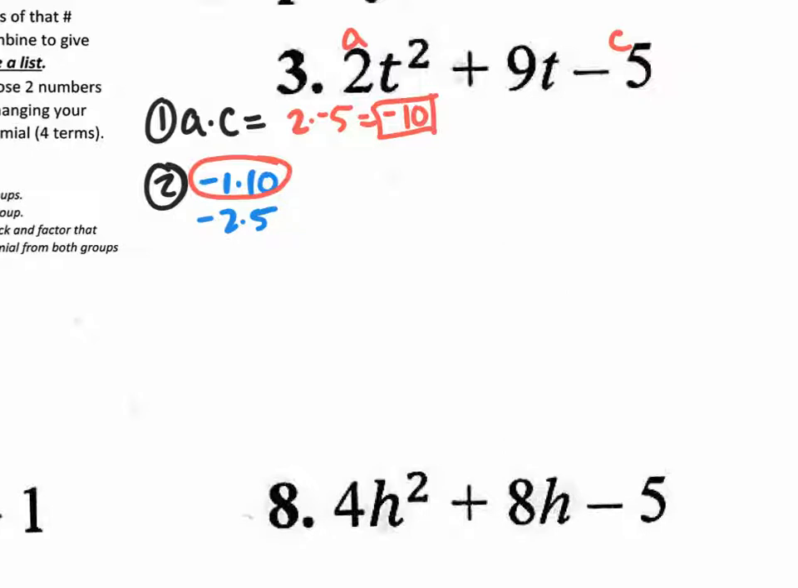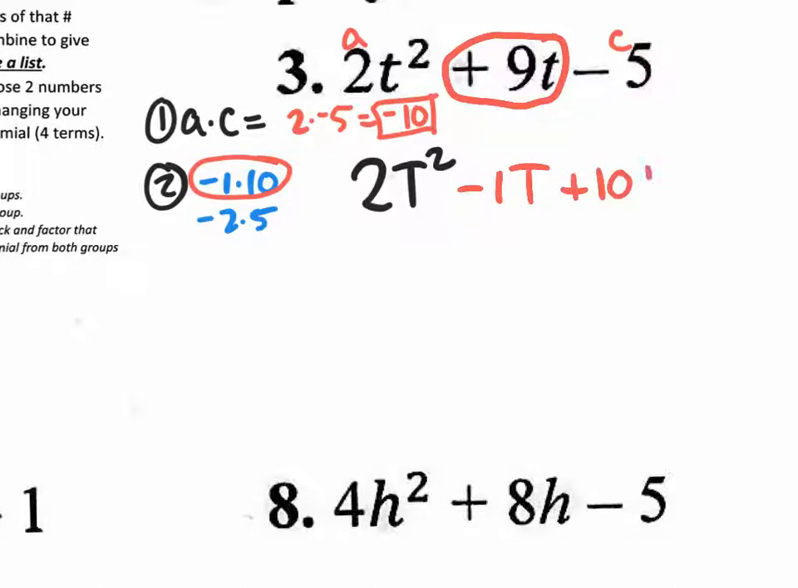So once again, this 2t squared, I'm just going to write it down here. And now this b value of plus 9t, I'm going to rewrite it as negative 1t plus 10t. Let me do that in red so you could see it. So I'm going to rewrite this 9t as negative 1t plus 10t. And the c value, the minus 5, just comes down at the very end.